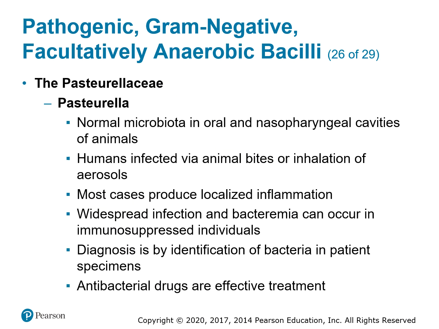So the first one that we want to talk about is normal microbiota in the oral and nasopharyngeal cavities of animals, so their mouth and nose. Humans are infected via animal bites or inhalation of aerosols that contain the microbe. Most cases produce localized inflammation. You can have widespread infections and bacteremia that occur in immunosuppressed individuals, and diagnosis is by identification of the bacteria in patient specimens. There are antimicrobial drugs that are quite effective for treating this.